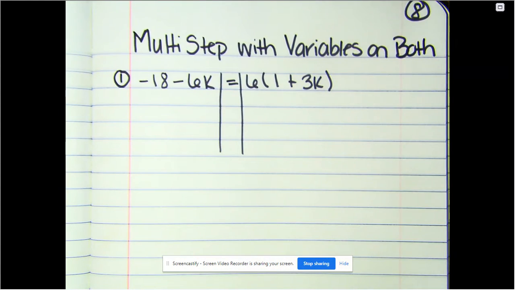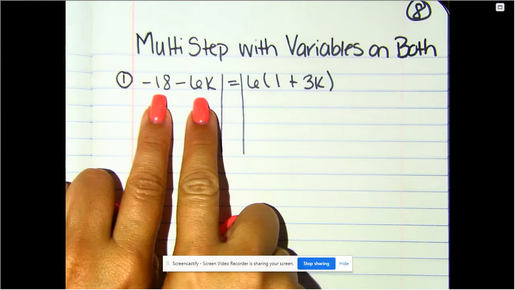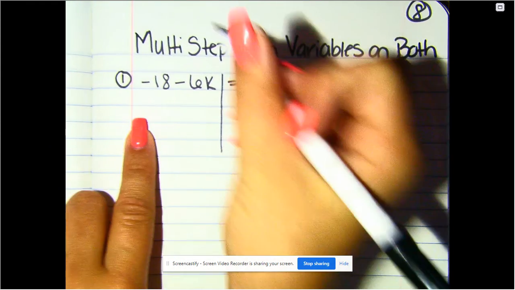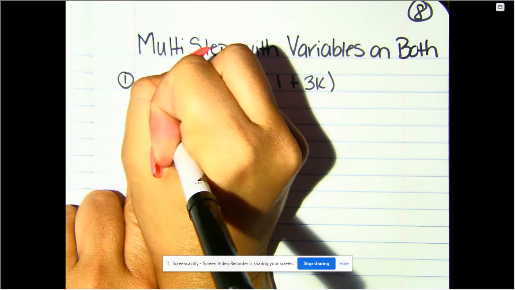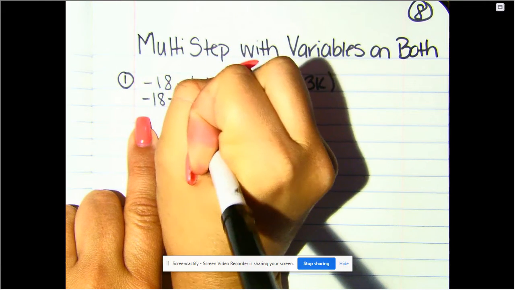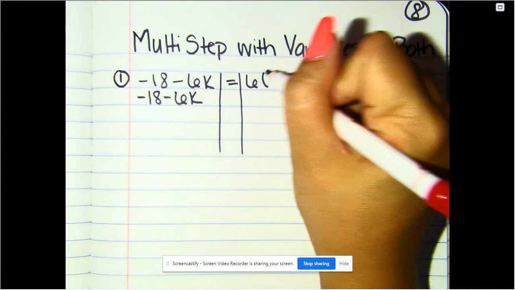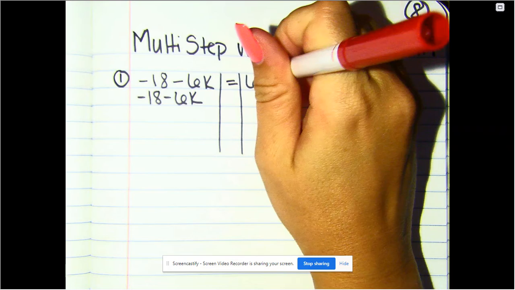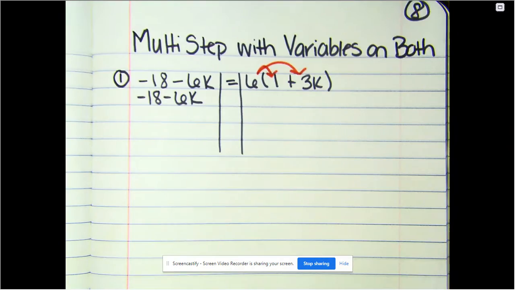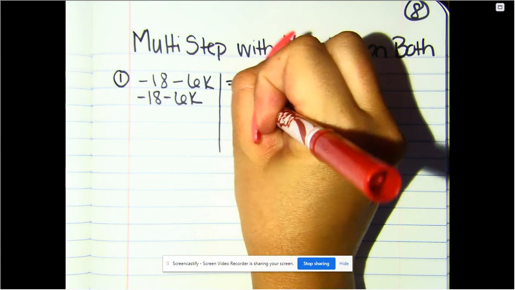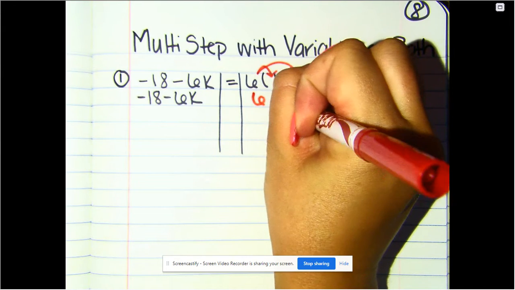the equal sign to help keep my information more organized. So with that being said, we are going to dive in first. I do not have any like terms to combine on this side, so I'm going to rewrite negative 18 minus 6k. On the other side, however, I have the distributive property to take care of. So we're going to distribute the 6 through. So I'm left with 6 plus 18k.